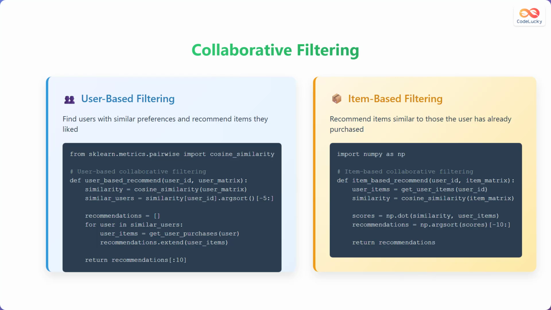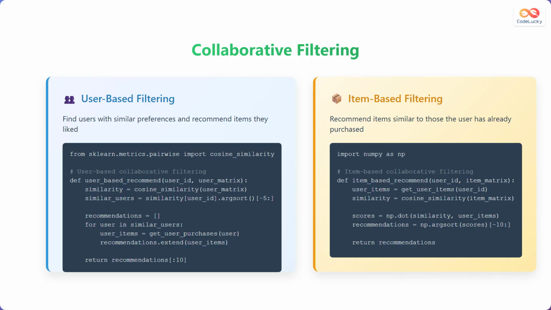From scikit-learn.metrics.pairwise, import cosine_similarity. Then define a function user_based_recommend, passing in the user ID and user matrix. Calculate the similarity using cosine similarity on the user matrix. Then, find similar users by sorting the similarity scores for the user ID and slicing the last 5.